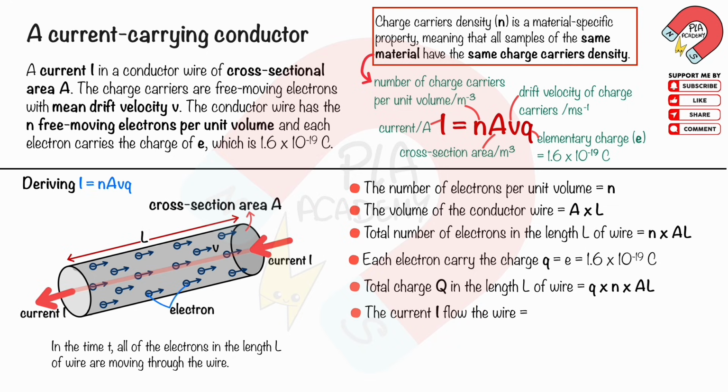Therefore, the electric current I flowing through the wire equals total charge Q divided by time t, where the length L divided by t equals the drift velocity v of charge carriers, which is electrons. So, the electric current I equals QnAv.